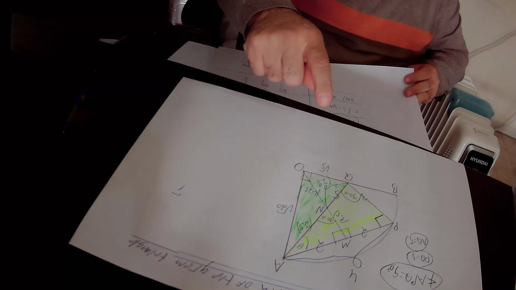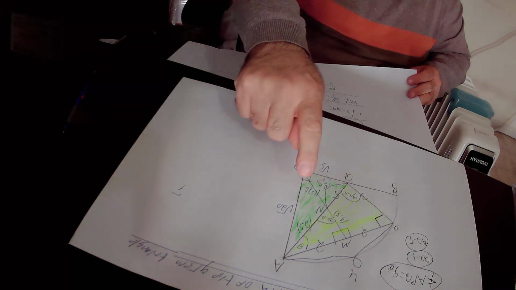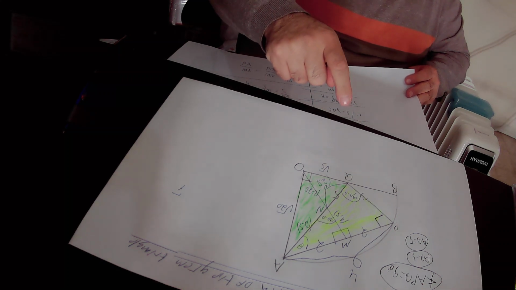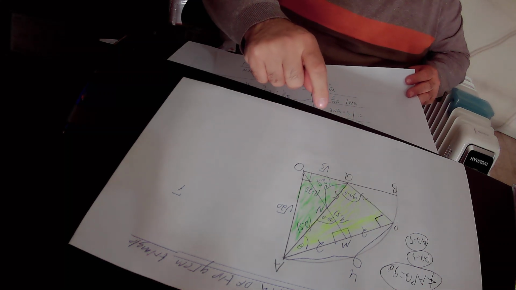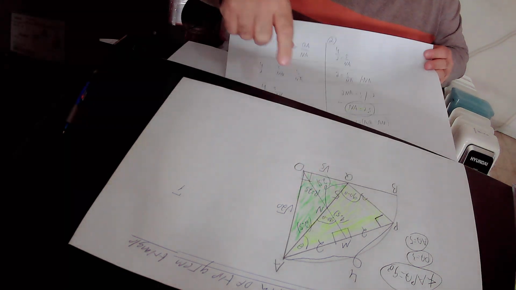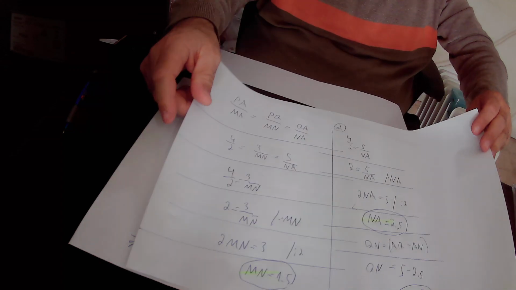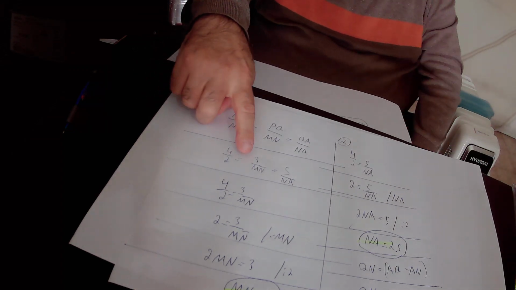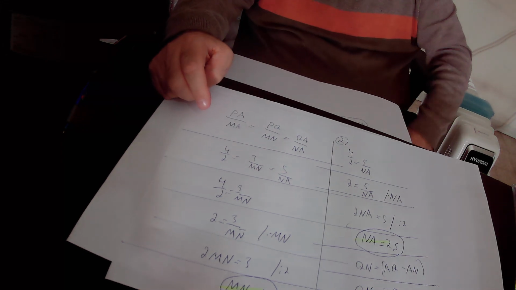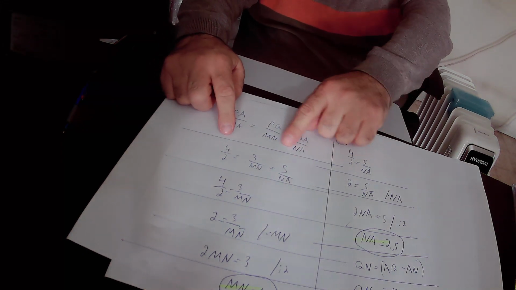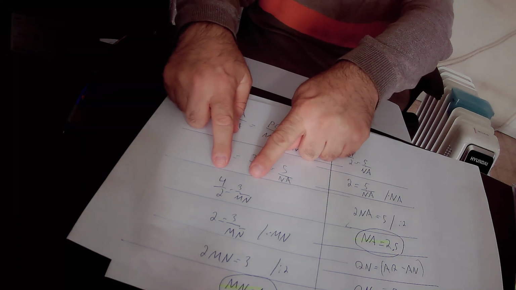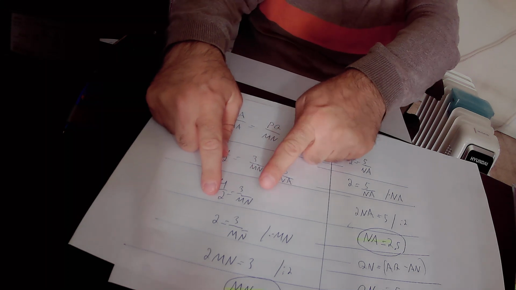PA equals 4 units, MA equals 2 units, PQ equals 3 units, MN is unknown, QA equals 5 units, and NA is unknown. In conclusion, we found that 4 over 2 equals 3 over MN equals 5 over NA. From this equation, 4 over 2 equals 3 over MN. 4 over 2 is 2, so 2 equals 3 over MN.